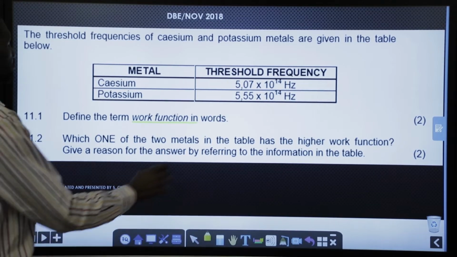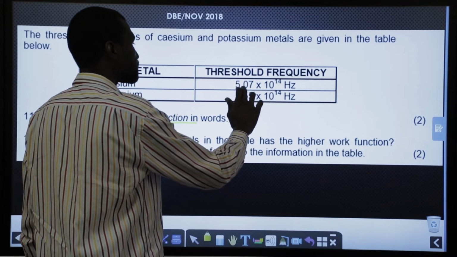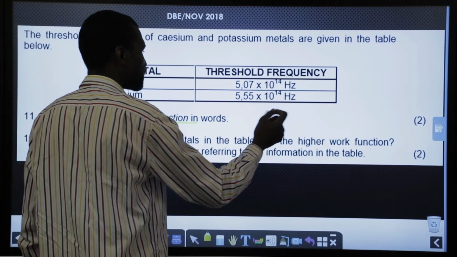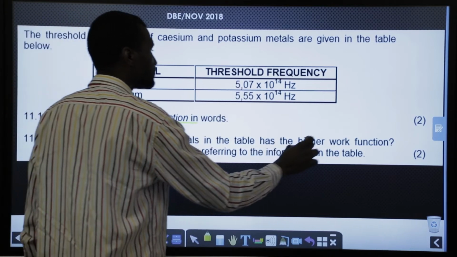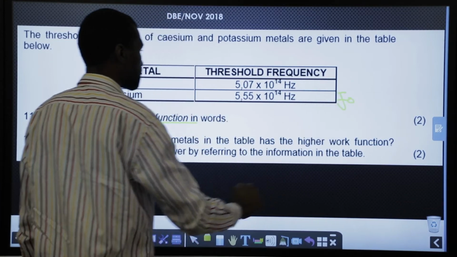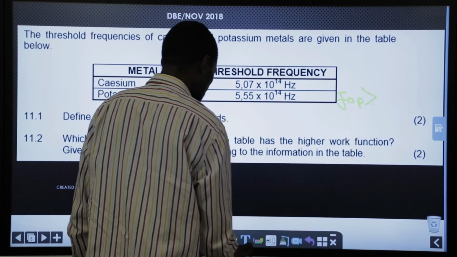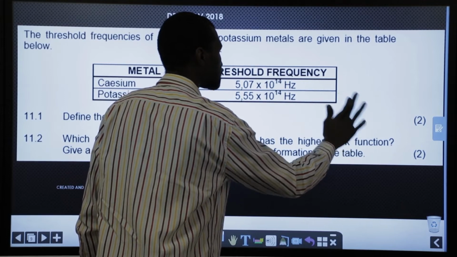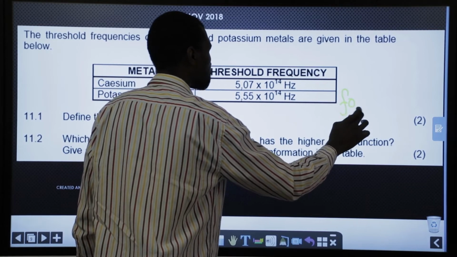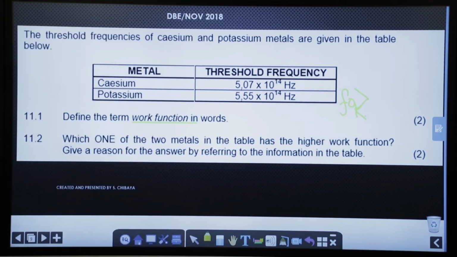All right, so this one, potassium, is 5,5 times 10 to the power 14. Calcium is 5,07 times 10 to the power 14. Which one is bigger? Which one has got a bigger F0? This one has got a bigger F0. F0 of potassium is greater. Potassium is K, by the way. Let me put it as F0 of potassium is greater than the other one.